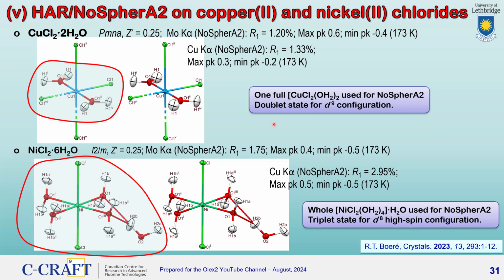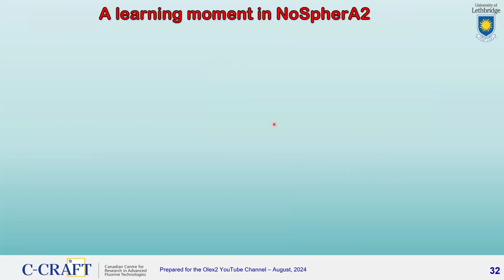Again, because this is a high-spin d8 configuration, we have to use a triplet state, and again, that is described in the paper. A last example I want to give you is what I call a learning moment in NoSpherA2.